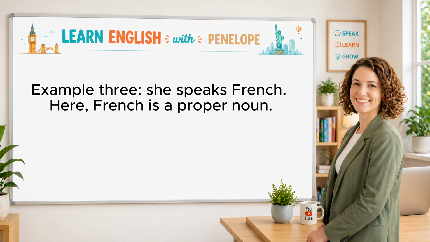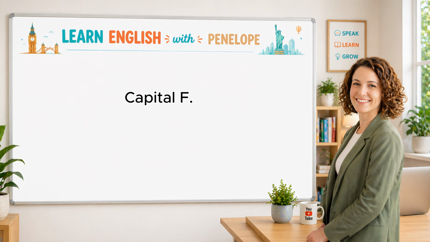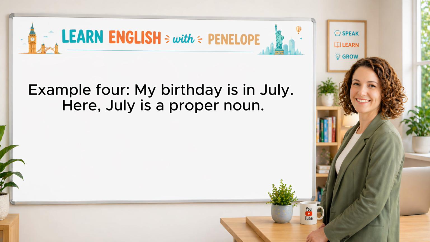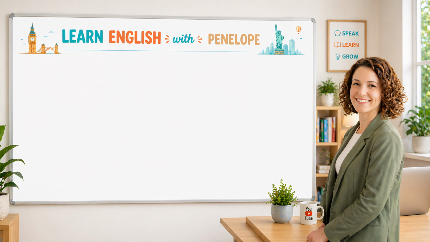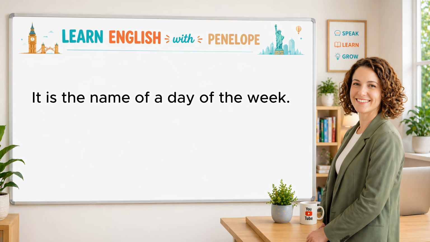Example 3. She speaks French. Here, French is a proper noun. It is the name of a language. Capital F. Example 4. My birthday is in July. Here, July is a proper noun. It is the name of a month. Capital J. Example 5. We have class on Monday. Here, Monday is a proper noun. It is the name of a day of the week.